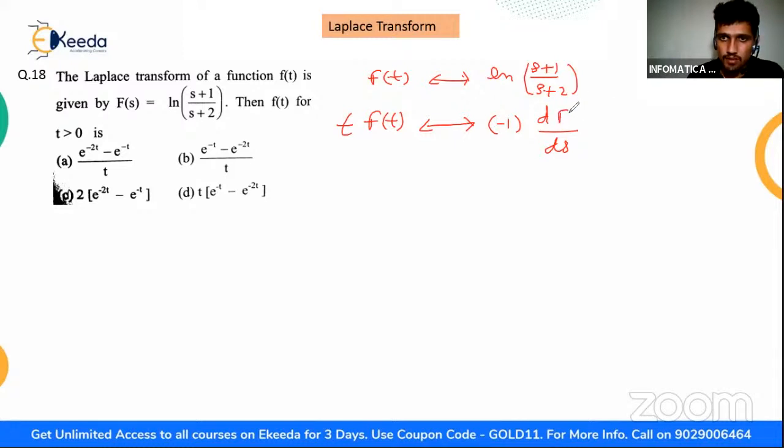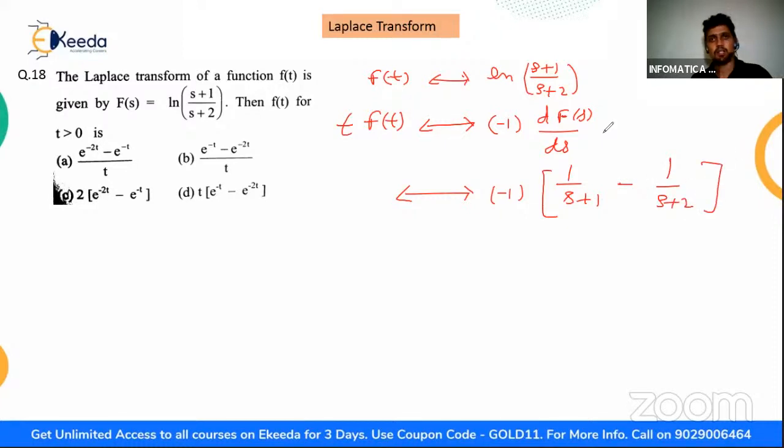whatever F(s) the function is given by. So in that case, we can say minus 1 times the differentiation of ln of s upon s plus 1, and this is minus 1 upon s plus 2. Like the logarithmic derivative of ln x is 1 upon x.